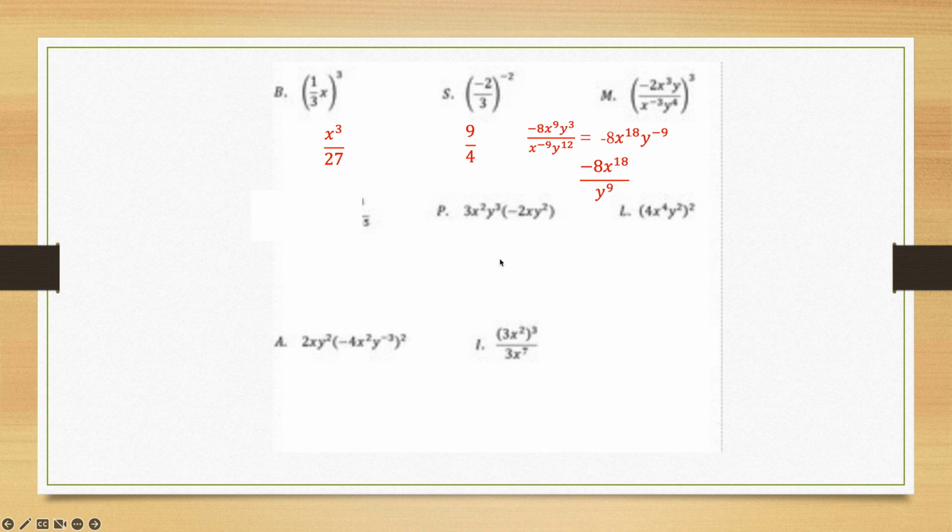Okay, next one. Multiply coefficients, add exponents. That would be negative 6, y to the 3rd. Remember, there's a 1 on this x. And then, x to the 3rd. Sorry about that. X to the 3rd, and then y to the 5th. My brain got a little ahead of me. Now, when we raise a power to a power, we multiply the exponents, but we do the coefficient to that power. So 4 squared is 16, x to the 8th, y to the 4th.